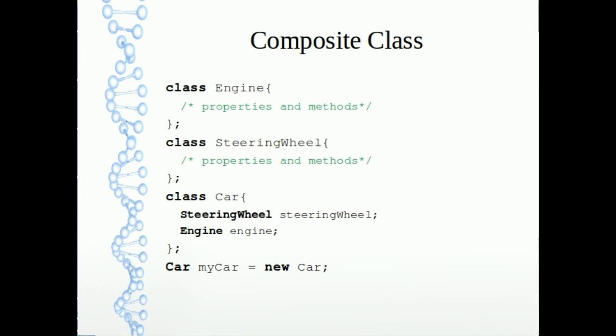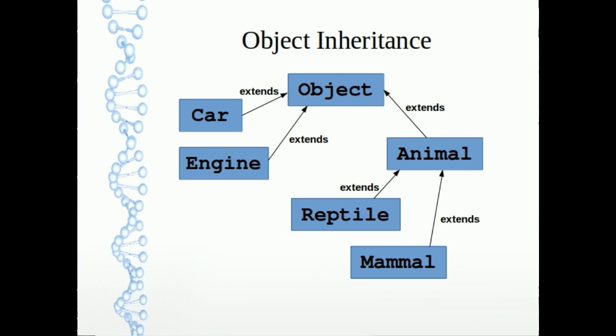In some programming languages, there is an object class from which all other classes inherit. And in such a programming language, we can see that the animal class would inherit from the object class, as would the engine class and the car class, and the reptile and mammal classes would inherit from the animal class. Notice again that the car and engine classes are not related by inheritance. They would both inherit directly from the object class.